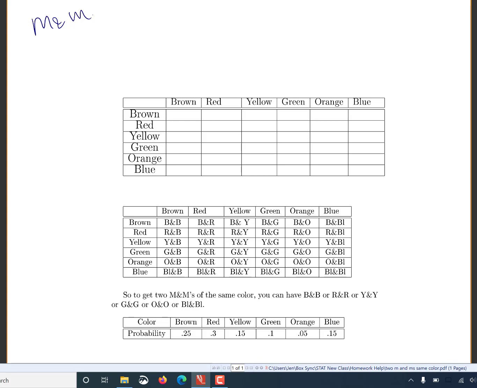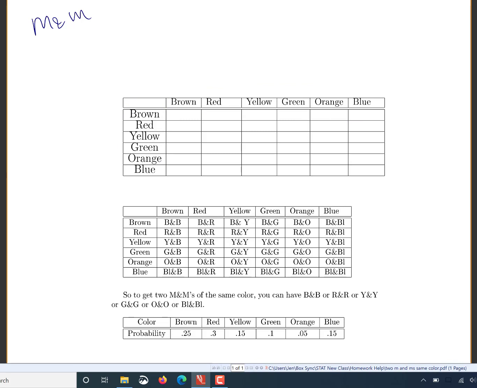Now, anytime you have something like this, I find it easiest to understand at a basic level if I list out what all the possibilities are. You don't have to do this every time, but this might help you visualize what we're doing. So if I wanted to draw two M&Ms, I'm going to put on the left side what I get on my first M&M, and my choices are brown, red, yellow, green, orange, blue. And across the top, I'm going to put my choices for my second M&M, brown, red, yellow, green, orange, or blue. And then we're going to look at the intersections here.